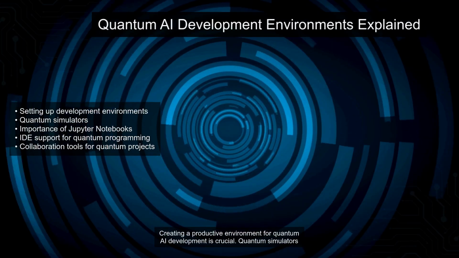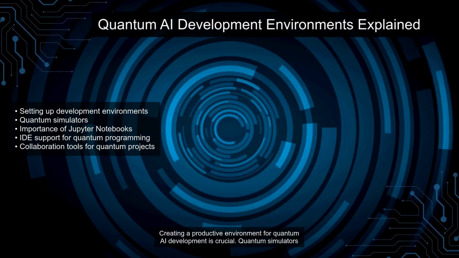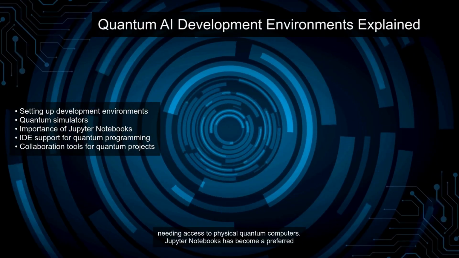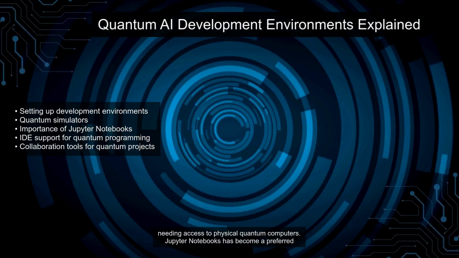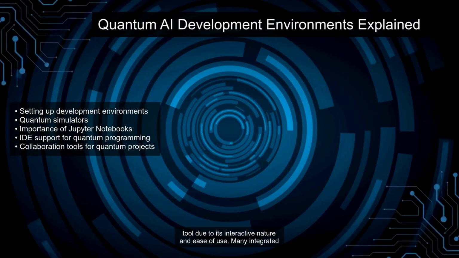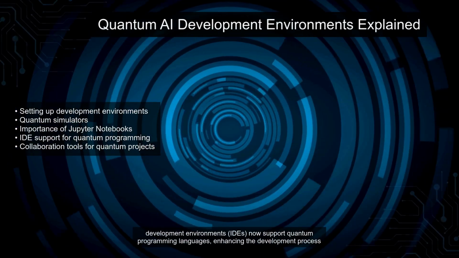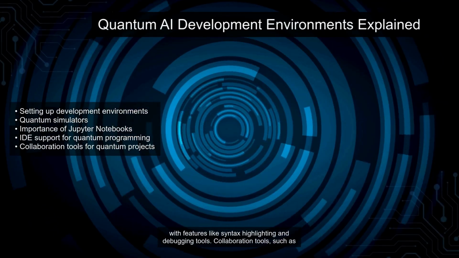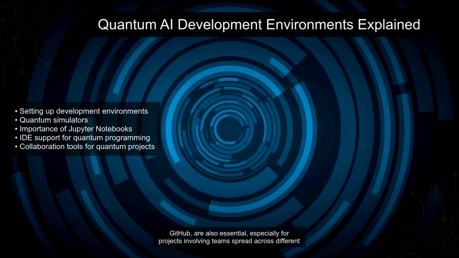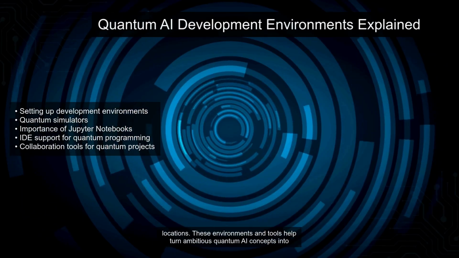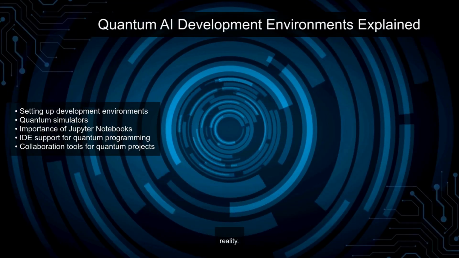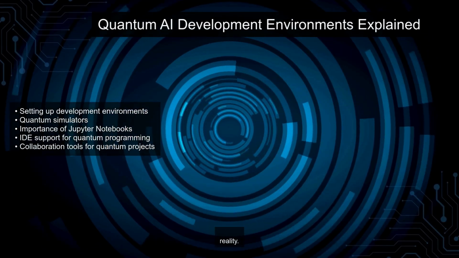Creating a productive environment for quantum AI development is crucial. Quantum simulators play a vital role here, allowing developers to simulate quantum circuits without needing access to physical quantum computers. Jupyter Notebooks has become a preferred tool due to its interactive nature and ease of use. Many integrated development environments, IDEs, now support quantum programming languages, enhancing the development process with features like syntax highlighting and debugging tools. Collaboration tools, such as GitHub, are also essential, especially for projects involving teams spread across different locations. These environments and tools help turn ambitious quantum AI concepts into reality.